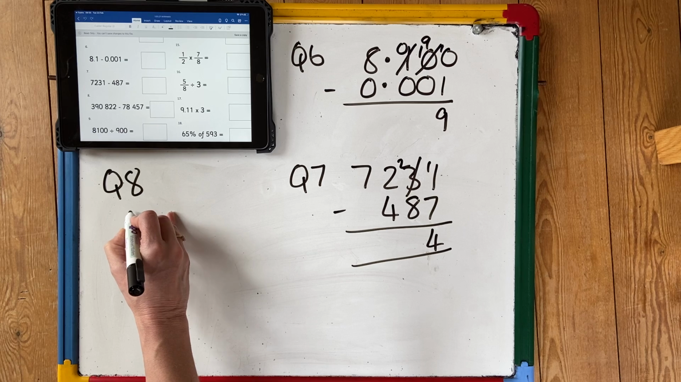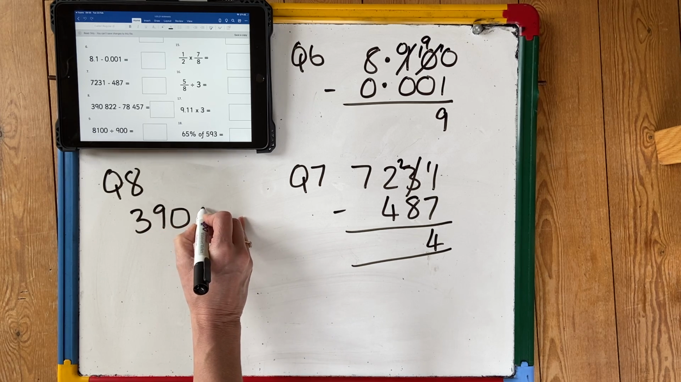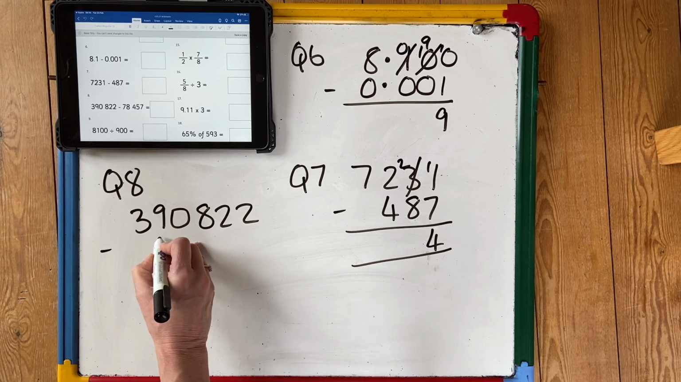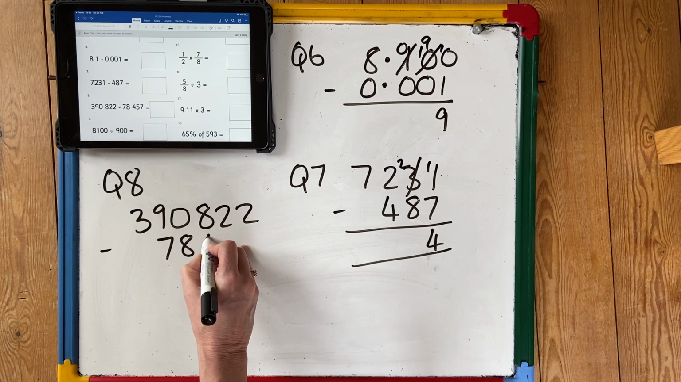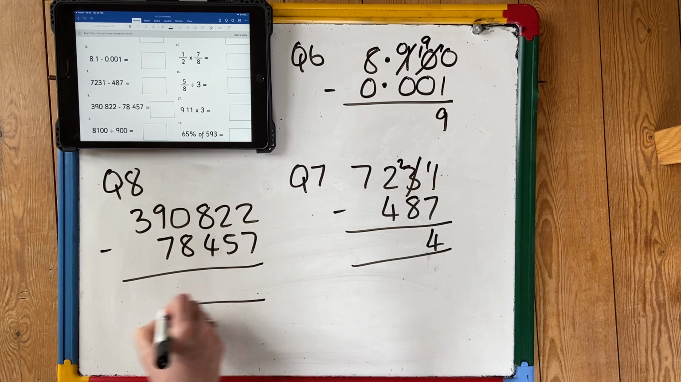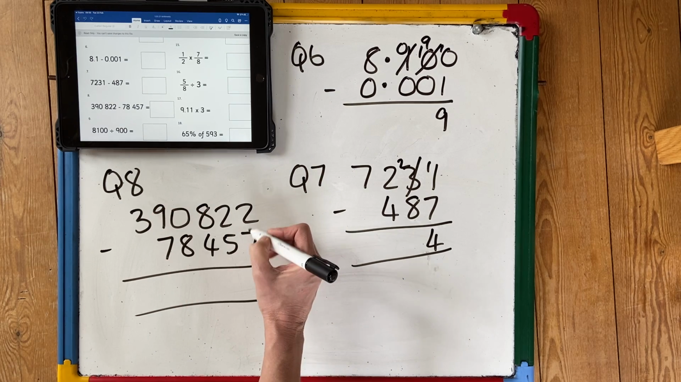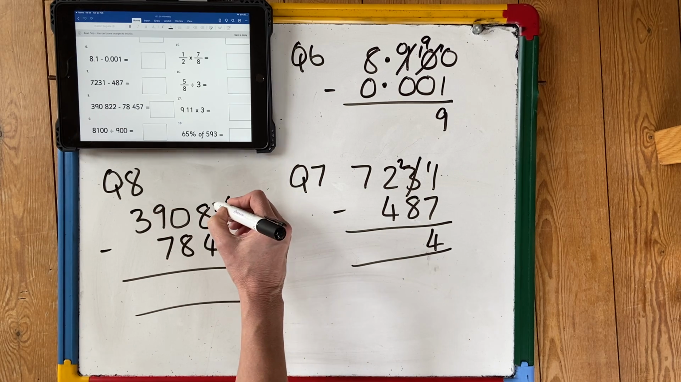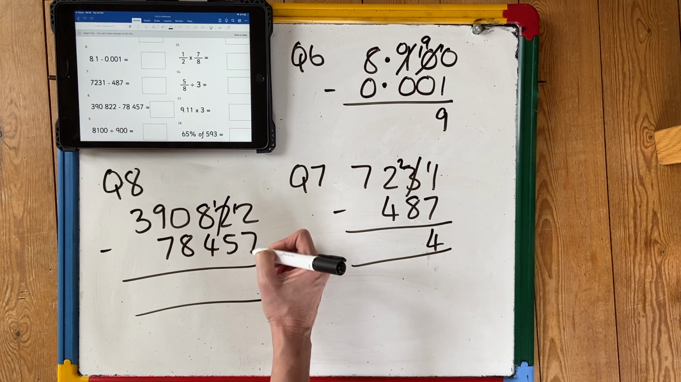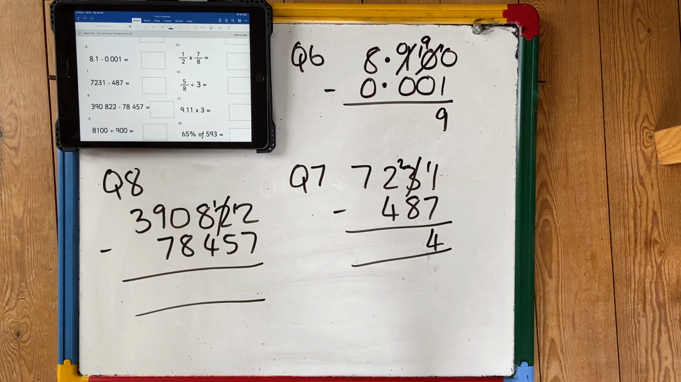Question 8. 390,822 subtract 78,457. It's really important that all the digits are lined up in the correct column. 2 subtract 7 you can't do, so exchange. 12 subtract 7, put your answer there and continue.